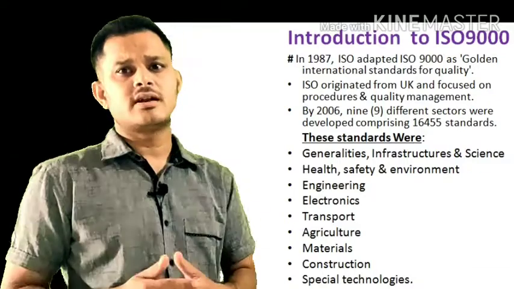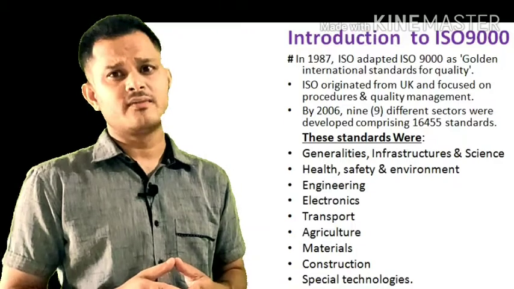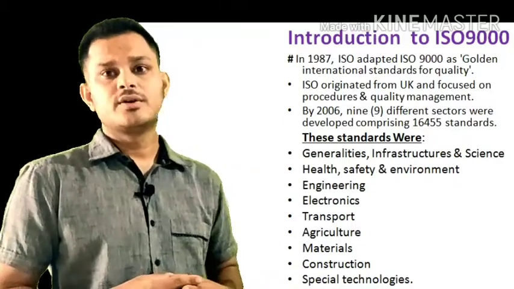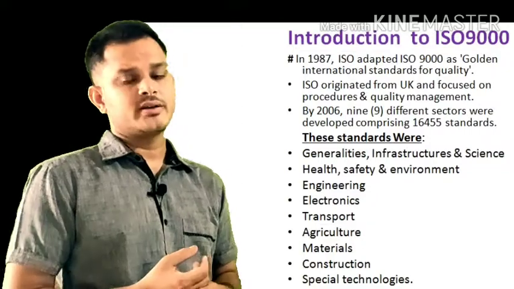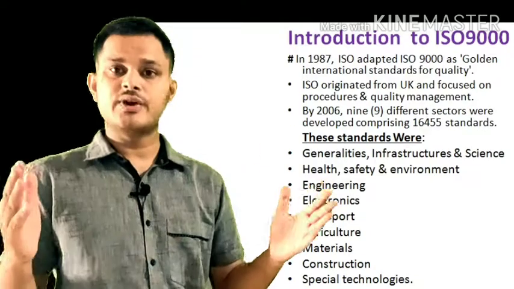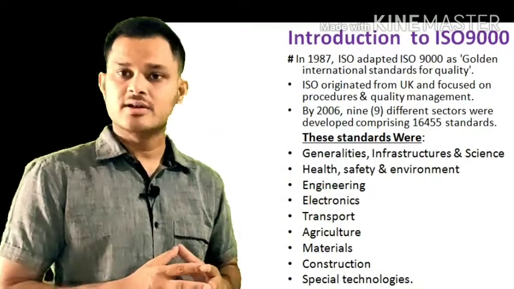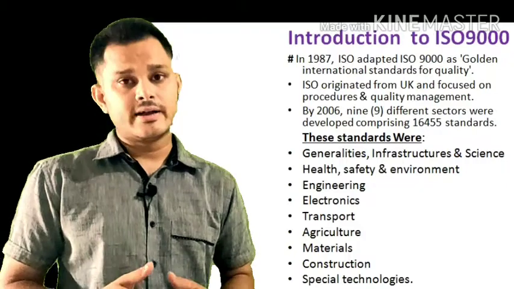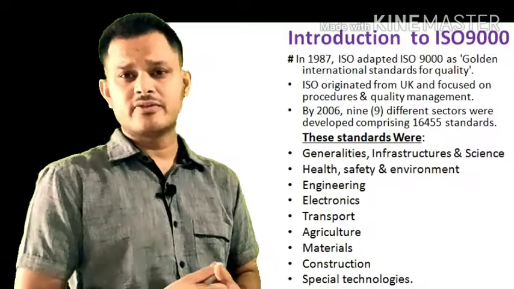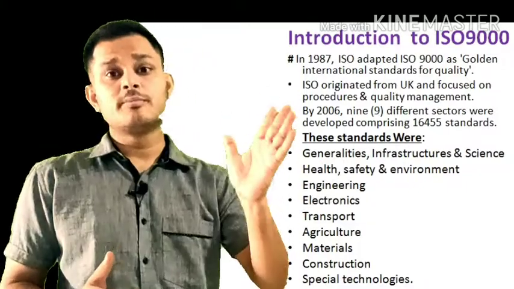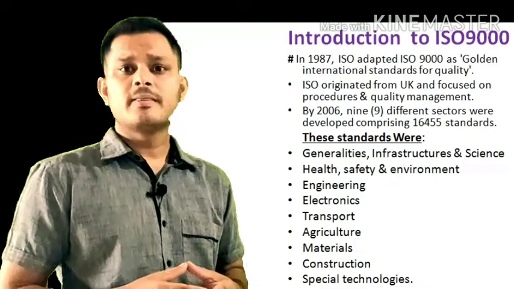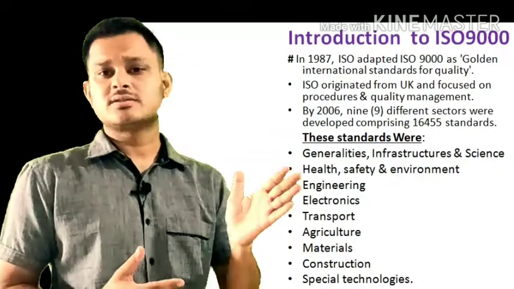By 2006, 9 different sectors were developed comprising 16,455 standards. These 9 sectors were: generalities, infrastructure and science, meaning in this field ISO started giving certification; health, safety and environment, which became a major part of industrial and general life; engineering, which was booming, so it started certifying the engineering field; and electronics, which was at its peak.